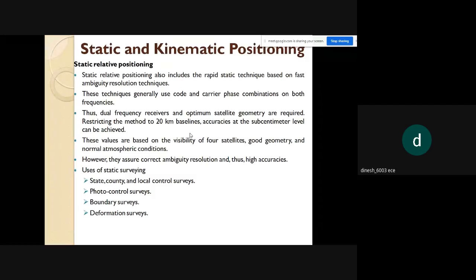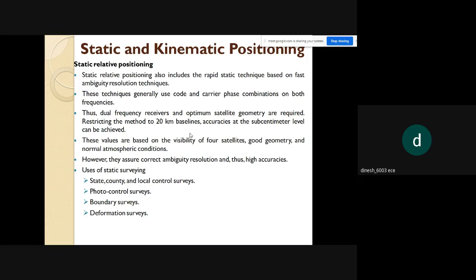So what is this static positioning? Static positioning includes the rapid static technique based on fast ambiguity resolution techniques, which use code and carrier phase combinations on both L1 and L2 frequencies, giving optimum satellite geometry that is restricted to about 20 kilometers baseline. So up to 20 kilometers baseline we can achieve with dual frequency receivers.